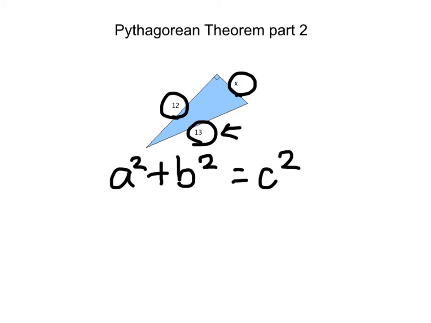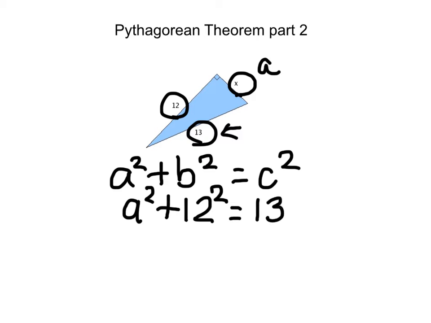Alright, so I'll replace x with a in my equation. So I'll leave a squared alone. However, b squared is going to be 12 squared, and c squared is going to be 13 squared. So we're looking for the area of that small square that would need to add to 12 squared in order to equal 13 squared.